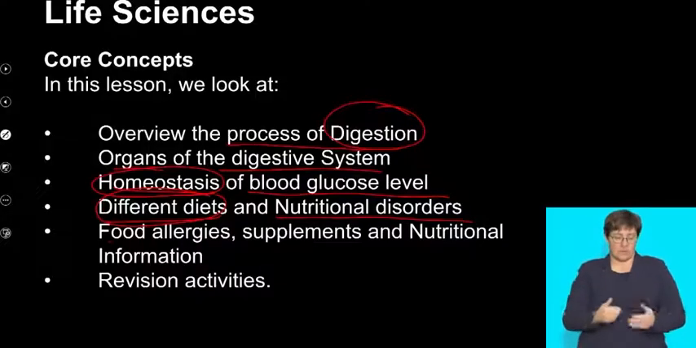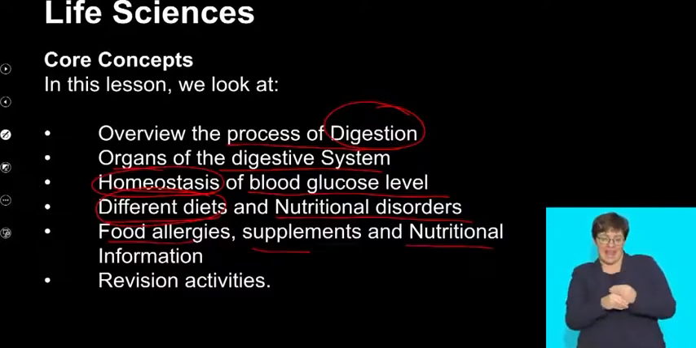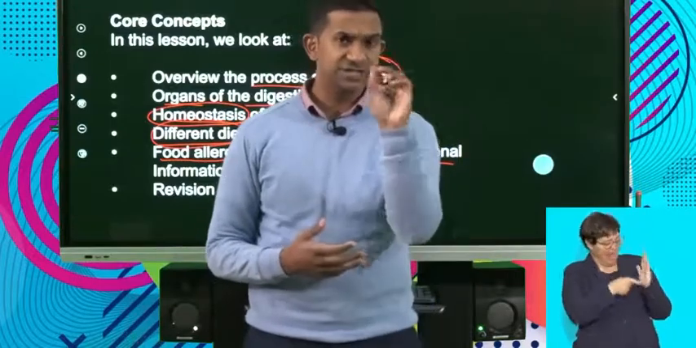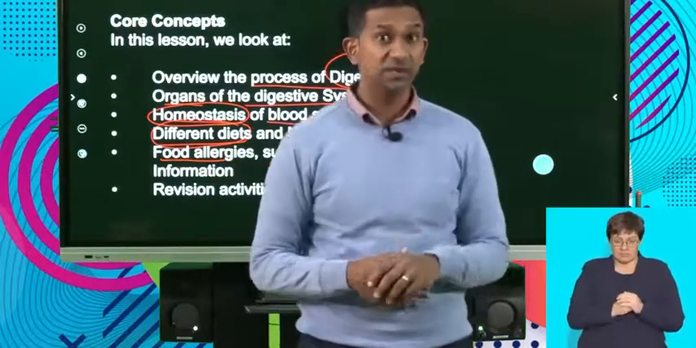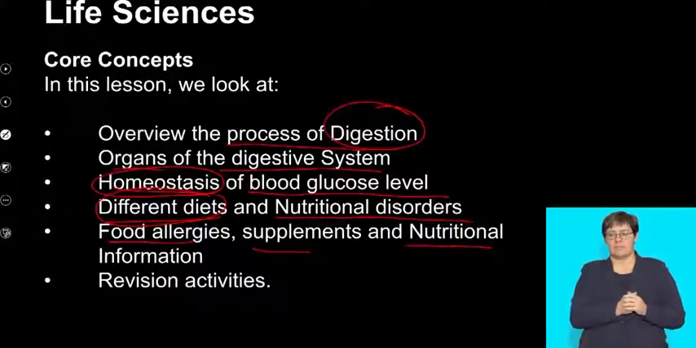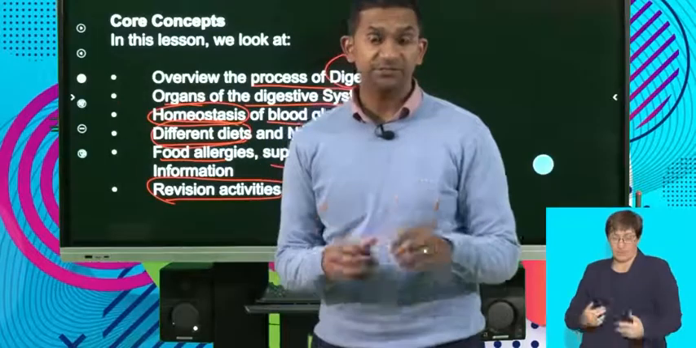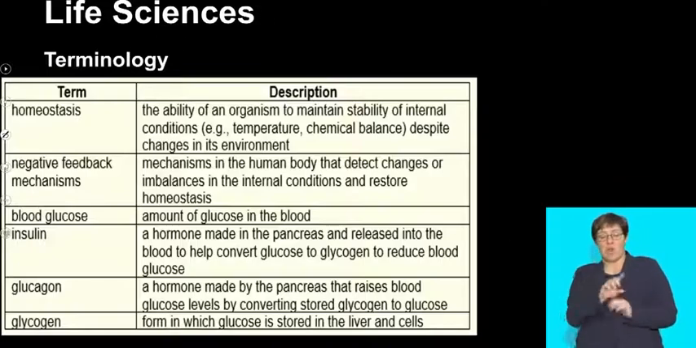And finally, we're going to spend some time looking at what allergies are, supplements, as well as reading nutritional information. We often buy food products and we see a little table of all the different nutrients on them. It's important that you understand what that table means. And so we'll spend some time looking at that nutritional information that we see on the packaging. And finally, we'll hopefully get to some revision activities where we can apply some of our understanding from the lesson in attempting a few questions based on that. So let's get straight into looking at some important terminology.